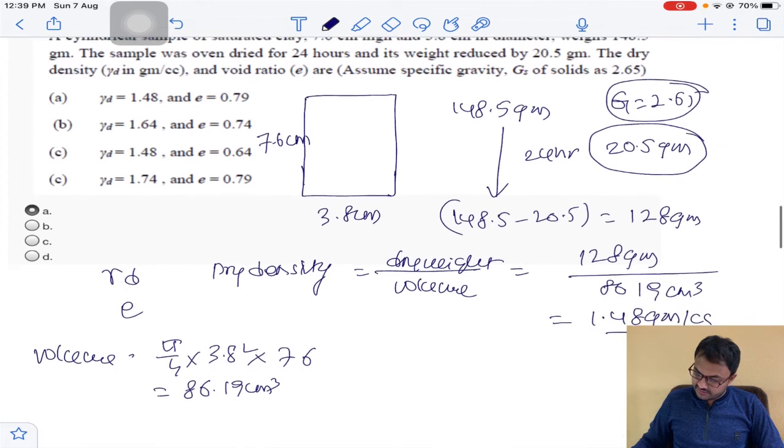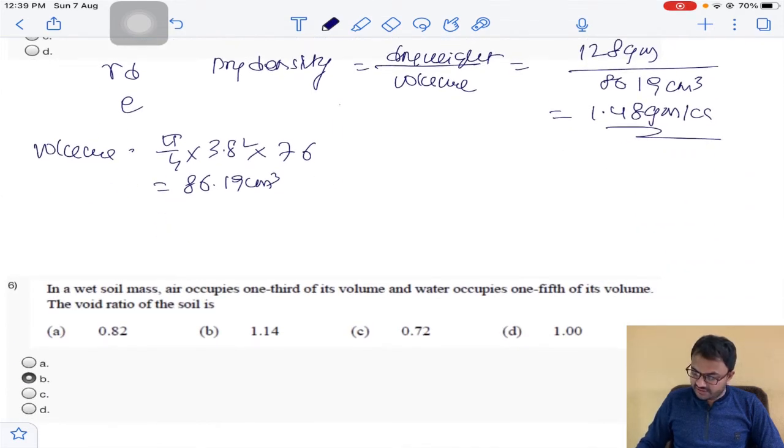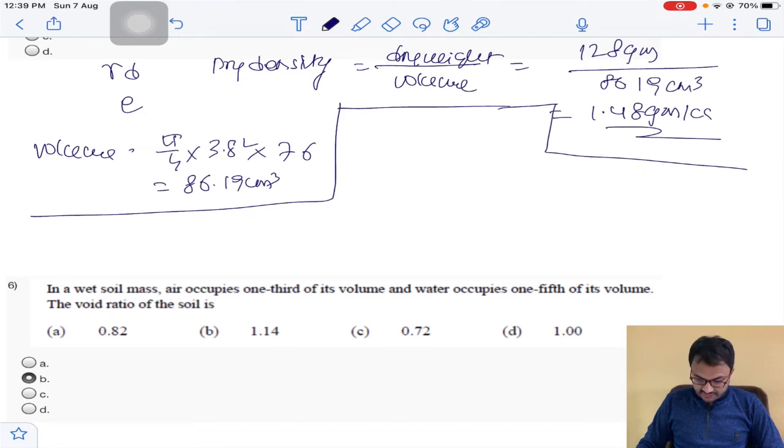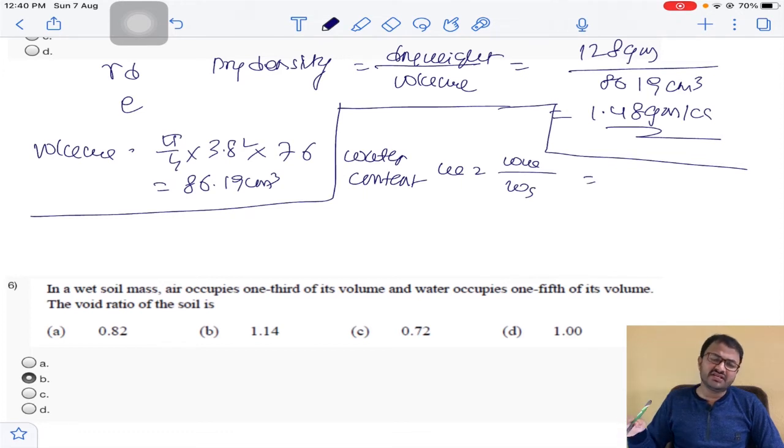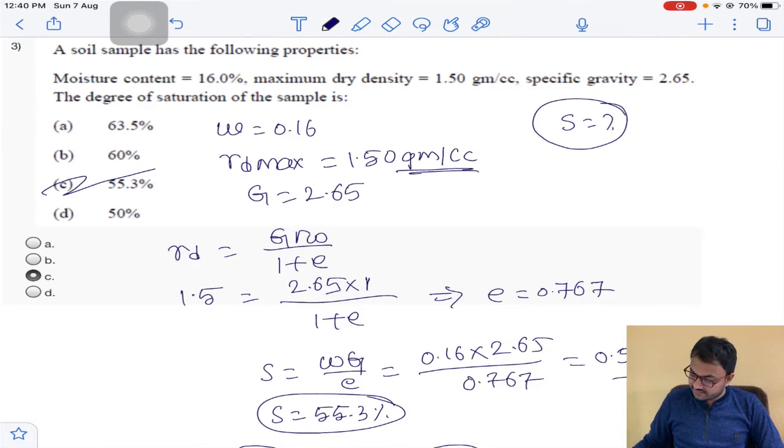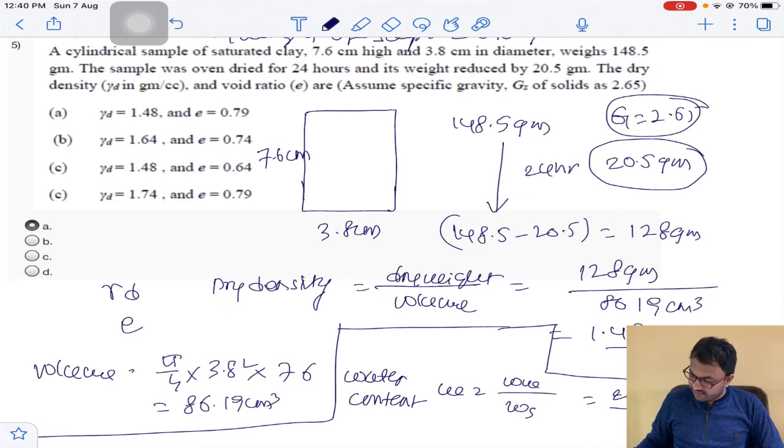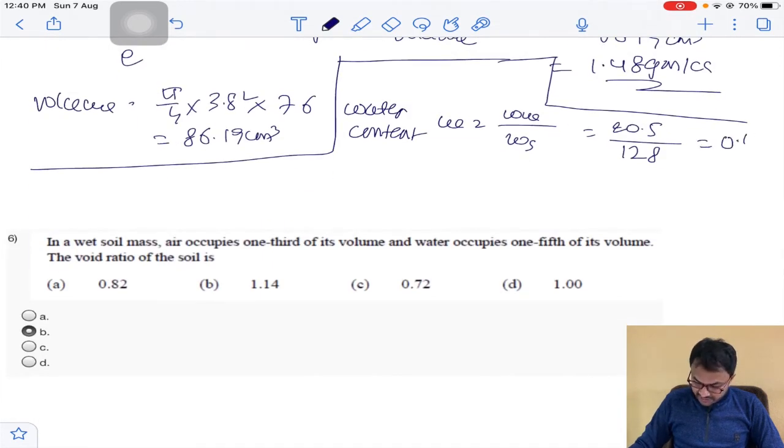So first of all, to calculate the void ratio, we need to calculate the water content. Water content W is equal to weight of water divided by weight of solids, or dry weight. Weight of water we already know, he himself gave it in the problem, that is 20.5, because it is the reduced weight in the form of evaporation. And the dry weight will be 128. You will get water content equal to 0.16.